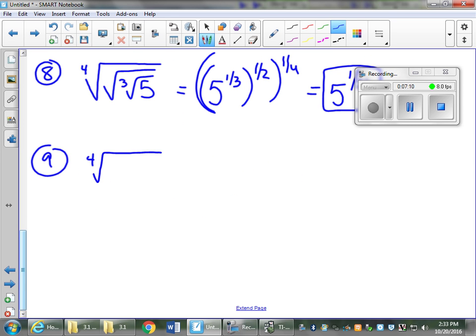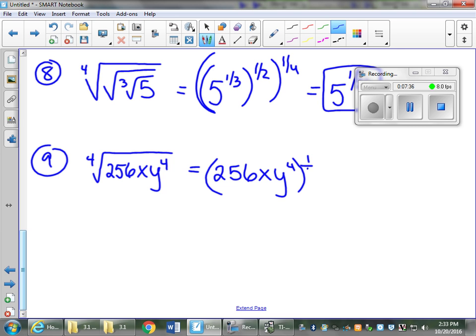Fourth root of 256xy to the 4th. For this problem, I'm going to rewrite it again in rational exponent notation. Unless I can right away see that I can break something apart, I always tend to rewrite it in rational exponent form. I think it's easier to use the properties in that format usually.